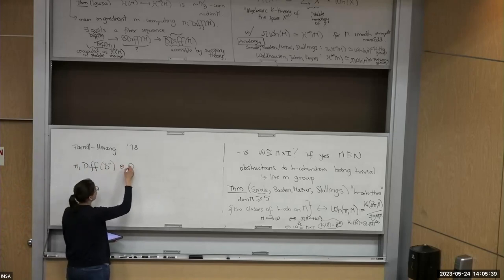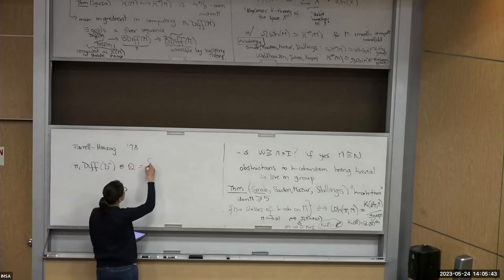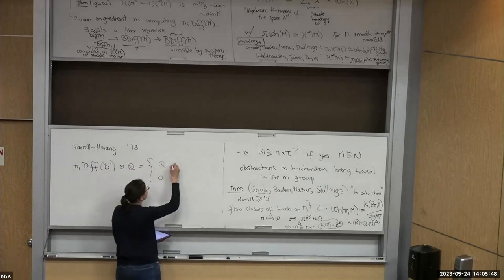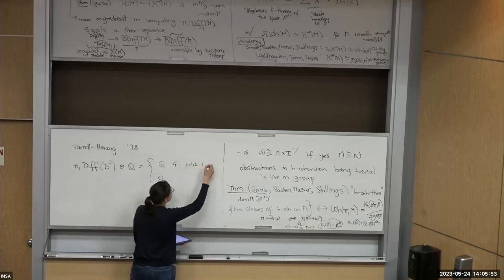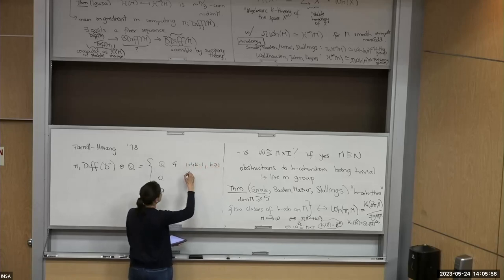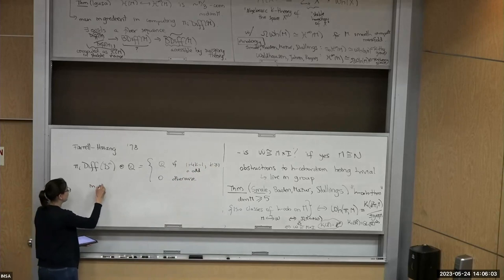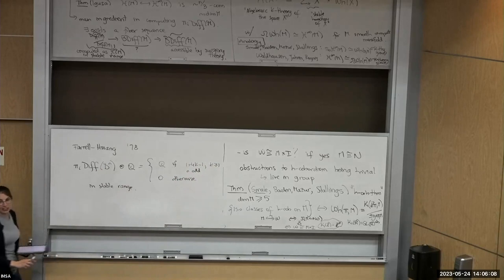So it's still pretty restrictive. It's rationally, and the answer is either Q or zero. It's Q if i is equal to 4k minus one, k bigger than or equal to one, and n odd, and zero otherwise. And one more restriction, also just in the stable range. So the relation between i and n has to compare in that way, that i is roughly less than n over three.